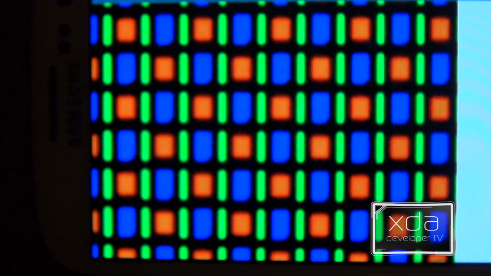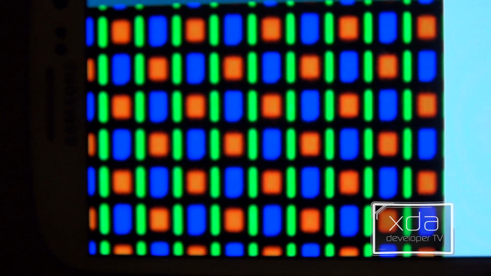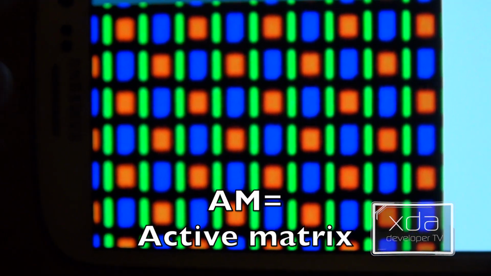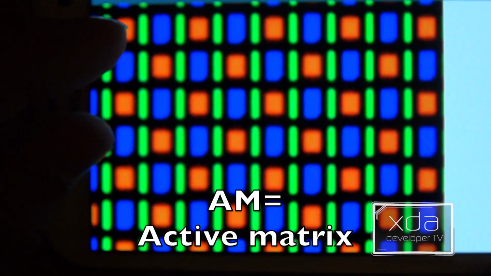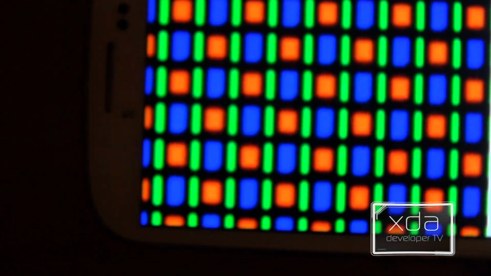Also, just like LCD screens, AMOLED screens, the AM actually stands for active matrix, they are active matrix as well, meaning that still every single pixel has its own transistor to control whether the pixel is on or off, or the intensity of light that is being projected from it.